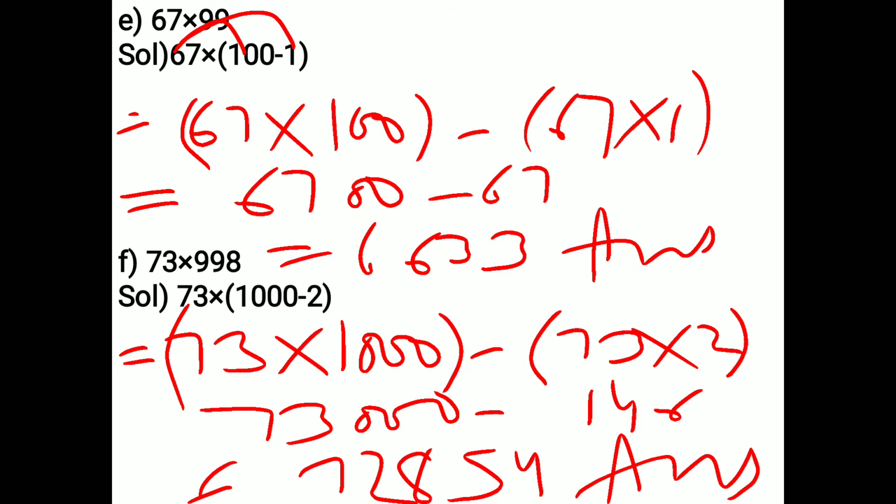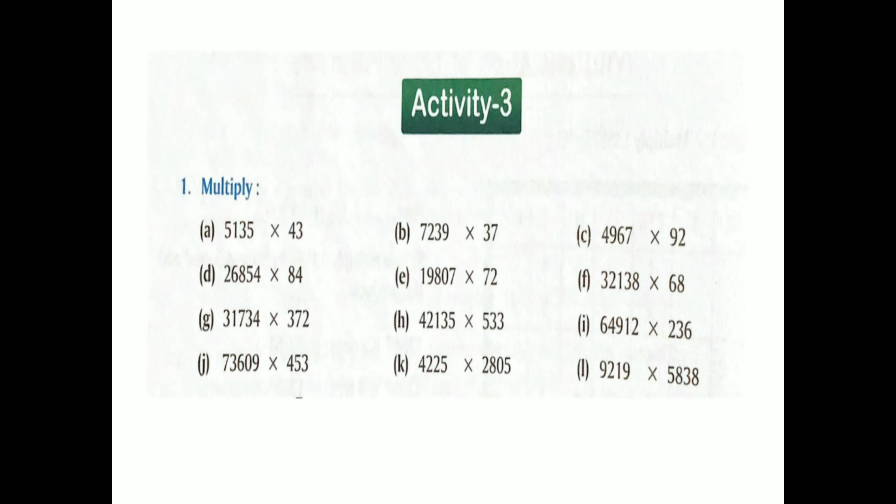Now students, we will do activity 3, question 1. It's a very easy question. Everybody knows how to do. Question 1 is multiply. In this you have to do simple multiplication, and you all know how to multiply because you have done it in previous classes also. So I will do only 3 parts for you. Rest all the parts are homework for you. There will be 9 parts which you have to do by yourself only.